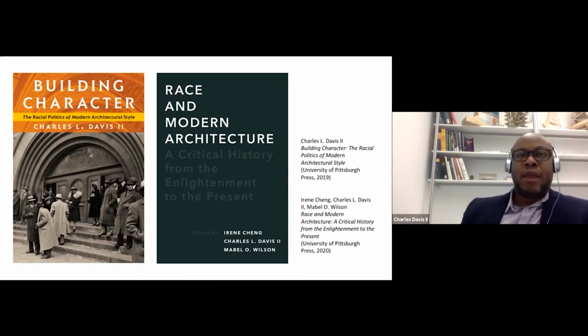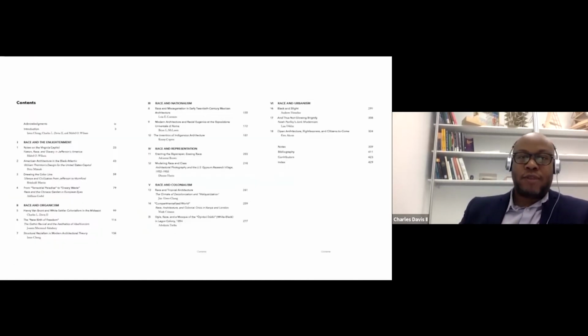And then secondly, as was mentioned earlier, the Race and Modern Architecture volume, A Critical History from the Enlightenment to the Present, which then tries to look at this more expansively from the Enlightenment to contemporary discourses in terms of the themes within which both arise from modernism, but were central in terms of integrating race theory within them.